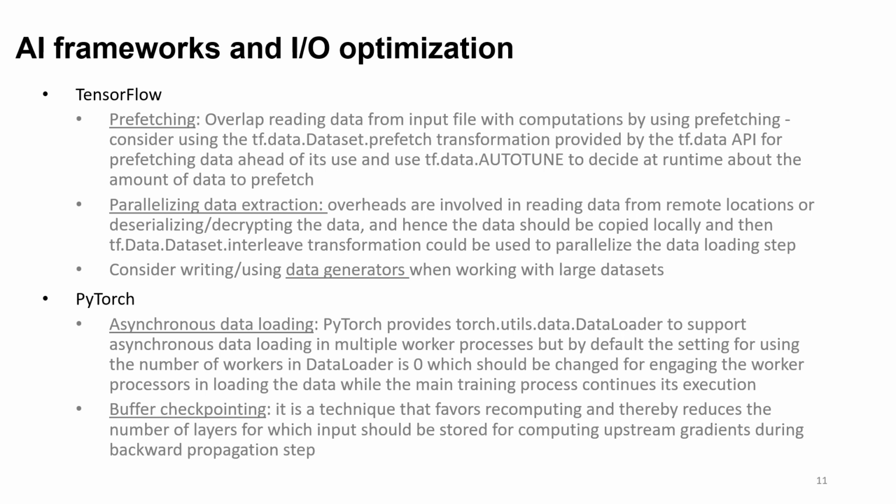When you're working with TensorFlow, you can consider using prefetching or parallelizing data extraction. Prefetching is a technique that can be used to reduce the time in each training step by overlapping pre-processing with the model training, such that when the model is executing training step n, the input data is being read for the n+1th step. The prefetch transformation provided by the tf.data API in TensorFlow can be used for prefetching the data ahead of its use, and then you can use autotune to decide at runtime the amount of data to prefetch.